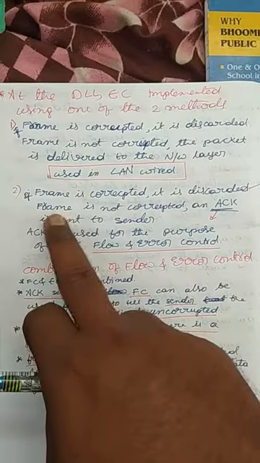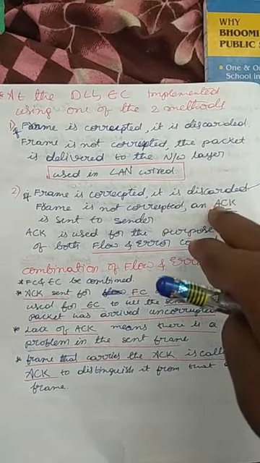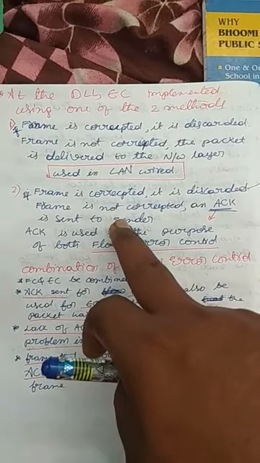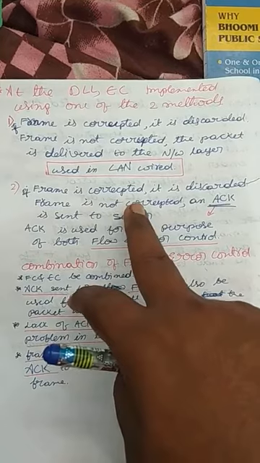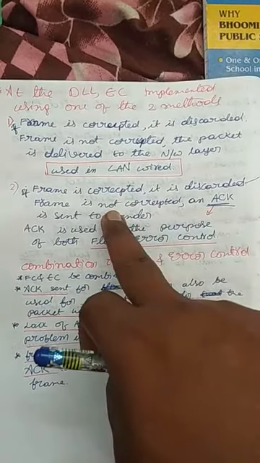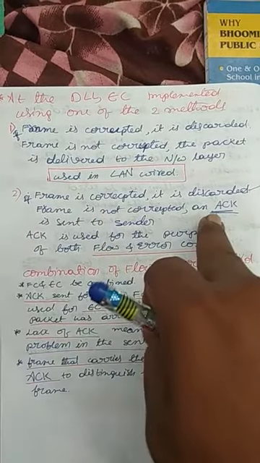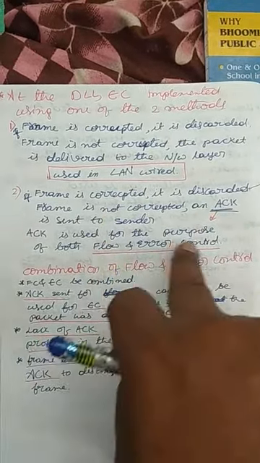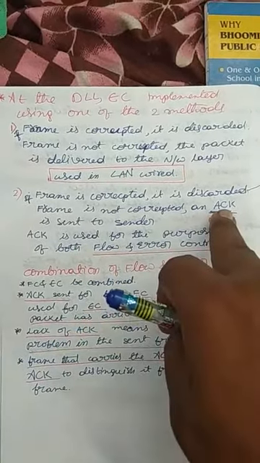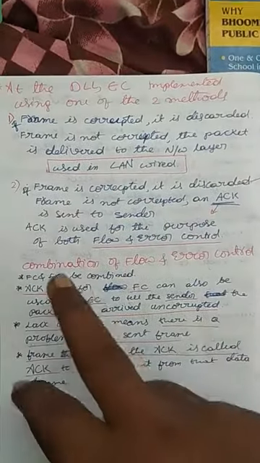Here what happens: if the frame is not corrupted, they will give the feedback to the sender that your frame is correct and it is accepted. And this acknowledgement is used for the process of both flow and error control. Means this acknowledgement is used for flow control as well as for error control.